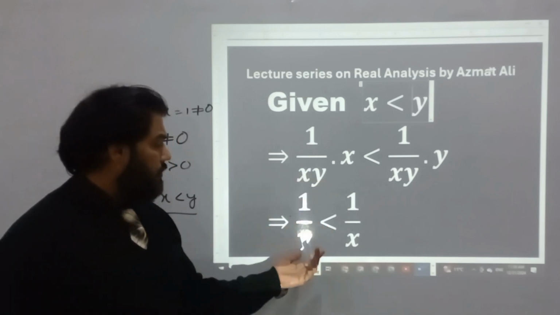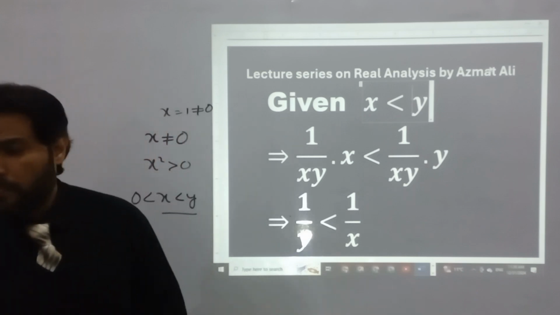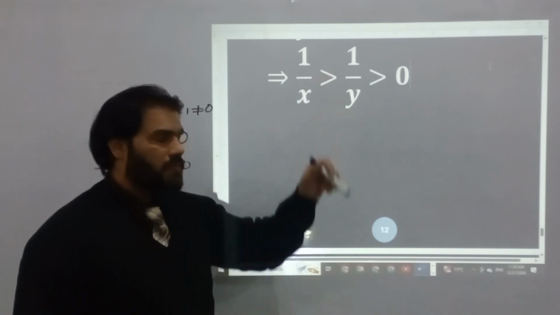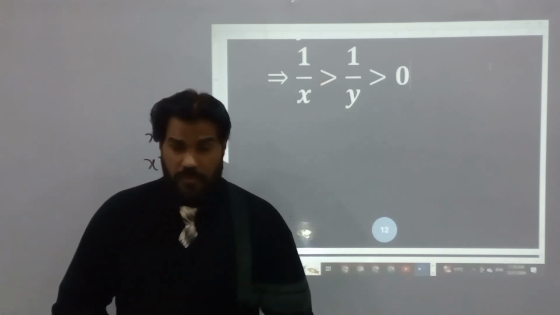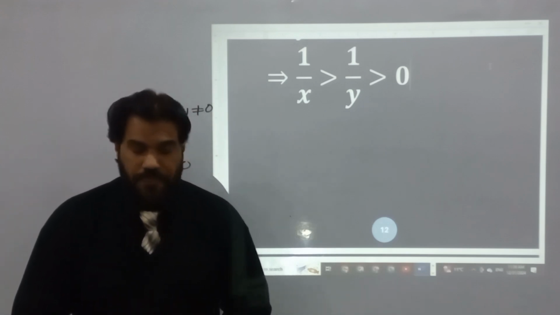Further, 1 over y and 1 over x are both positive real numbers. So finally they can be written as 1 over x is greater than 1 over y, and 1 over y is greater than 0. So these are the 5 axioms related to the field.